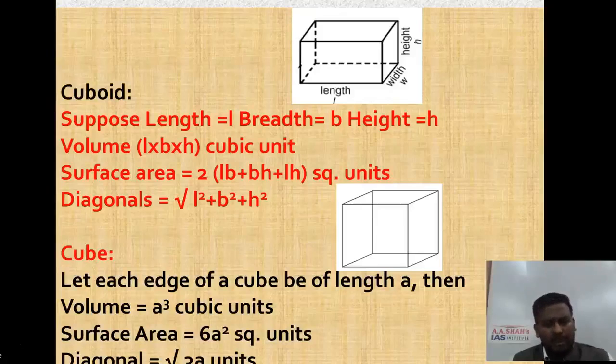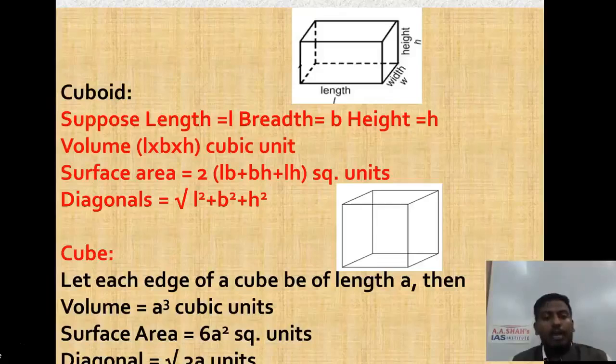Now, the surface area. The surface area of the cuboid is again related to the area of the rectangle. Here, the surface area of the cuboid becomes 2 in brackets: L into B, means the first two sides, plus B into H, the second and the third side, plus H into L, the third and the first side. So you can easily remember and make a formula related to that. The surface area here becomes 2 into (L into B plus B into H plus L into H).